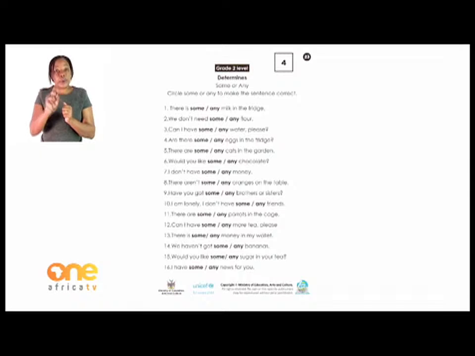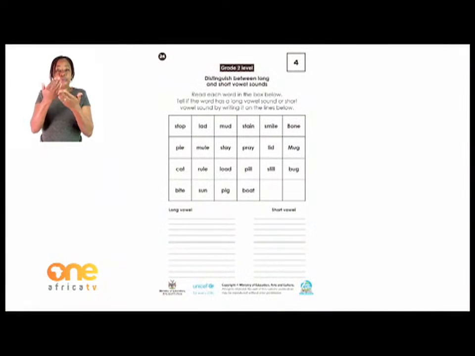Okay, do the rest also on your own. Do number 4 up to number 16. Enjoy reading and practicing which word will be the best answer on each statement. Now let's go over to page 24. I'm still with the grade 2s. Come with me, grade 2s.